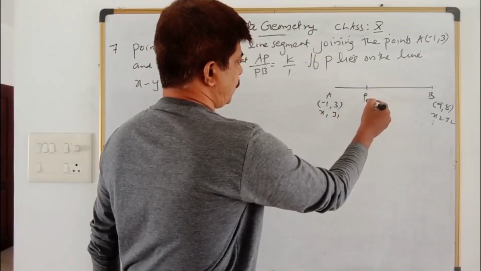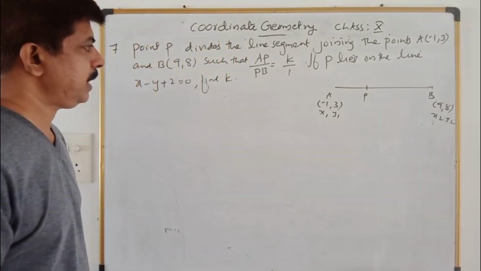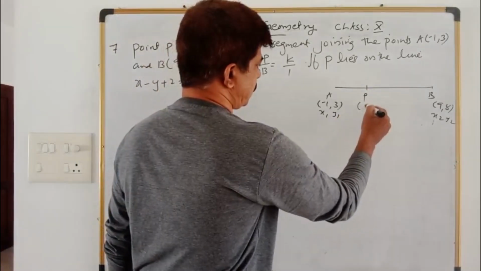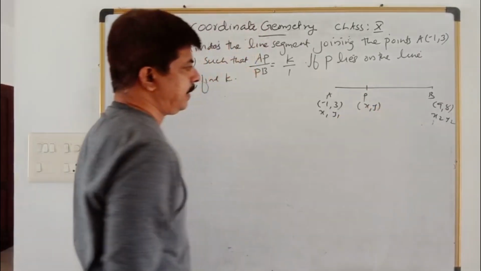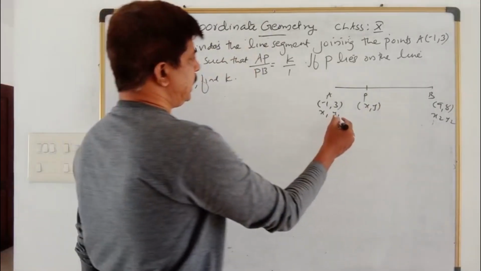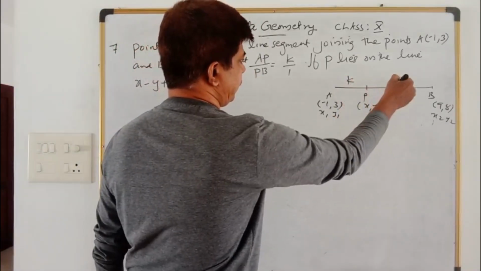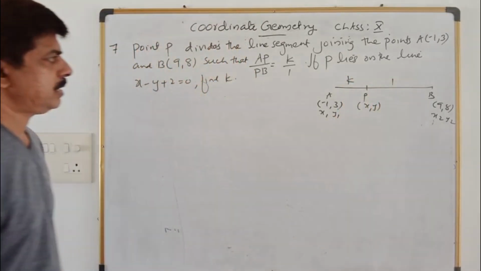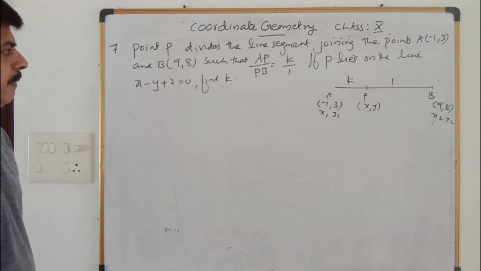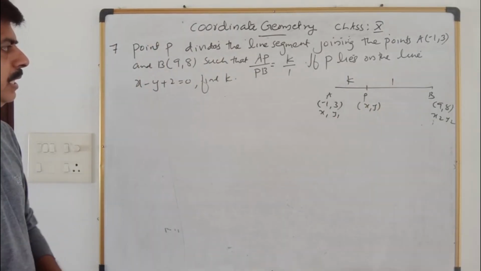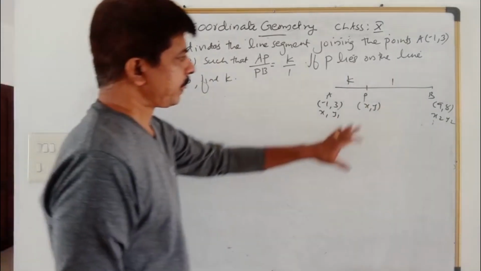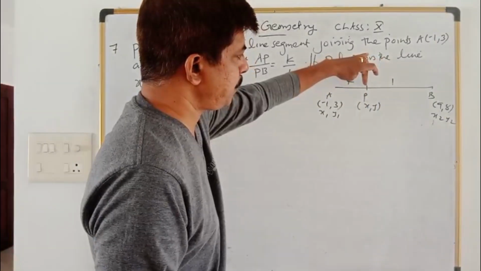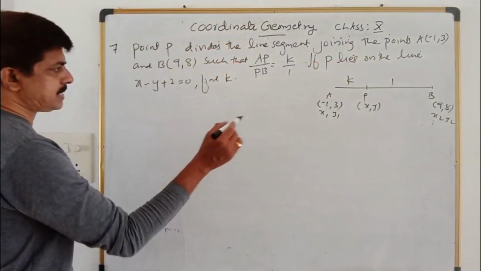For the coordinates of the point P, normally we take the general point x, y, but here we are given the ratio. What is the ratio given? k is to 1. So we want to find the value of k. Since the line segment is divided by the point in the ratio k is to 1, here we use the section formula.